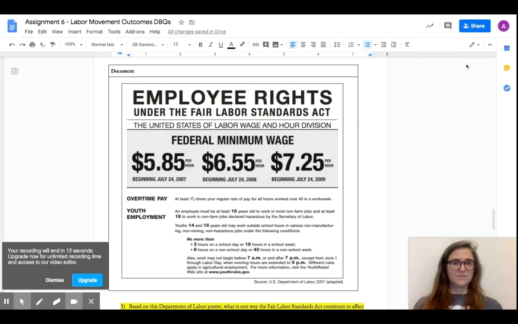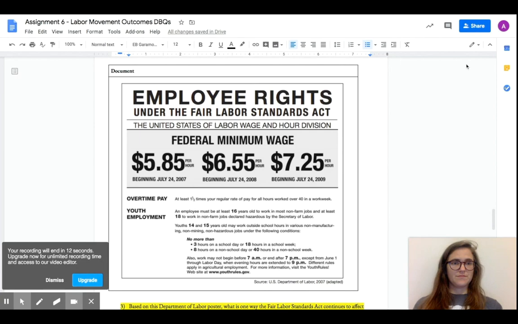Okay, the lower part says overtime pay. At least 1.5 times your regular rate of pay for all hours worked over 40 hours in a work week. And it says youth employment. An employee must be at least 16 years old to work in most non-farm jobs and at least 18 to work in non-farm jobs declared hazardous by the Secretary of Labor.